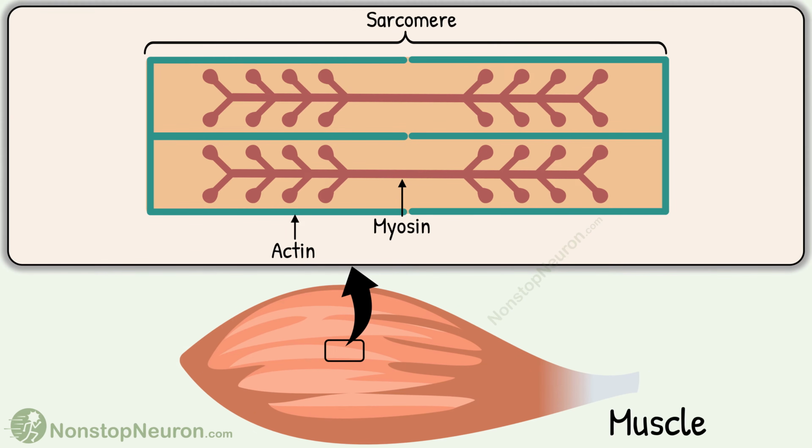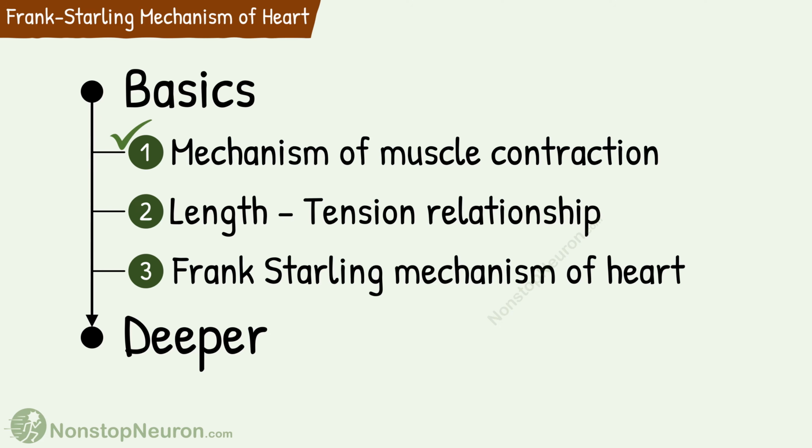So this is basically how muscle contracts. The summary from this step is that interaction between myosin and actin plays a key role in muscle contraction. That was the first step. Now let's go to the next step, the length-tension relationship.